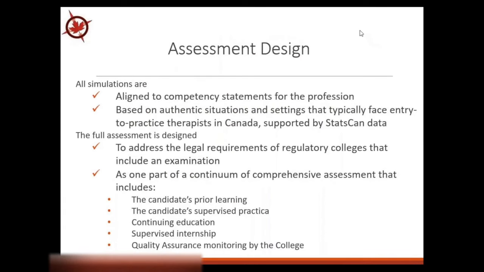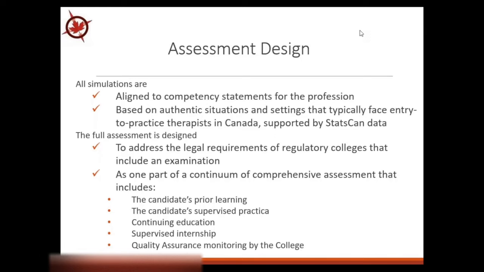One of the things you'd like to know about the assessment design, no doubt, is how long is this, how hard is this, and how is it made, so that you can be fully prepared when you begin to take this assessment. All simulations are aligned to the competency statements for the profession. Those competency statements are found in a profile on CRPO's website.